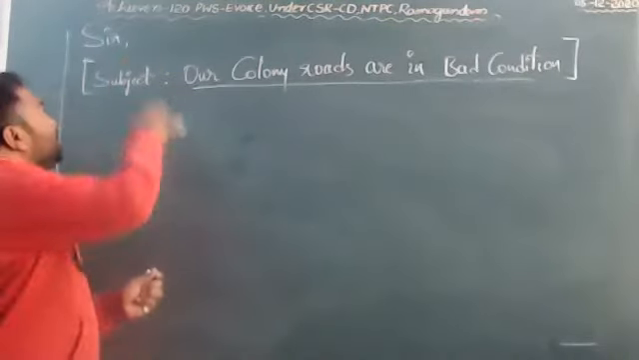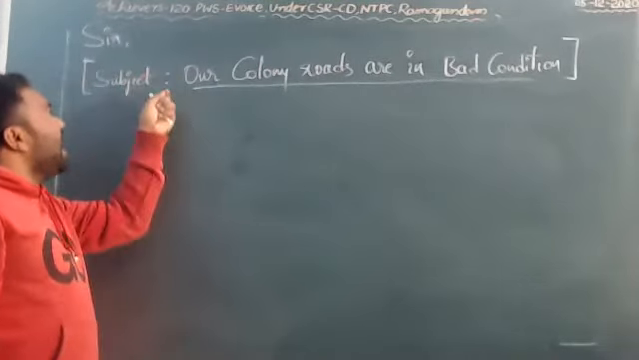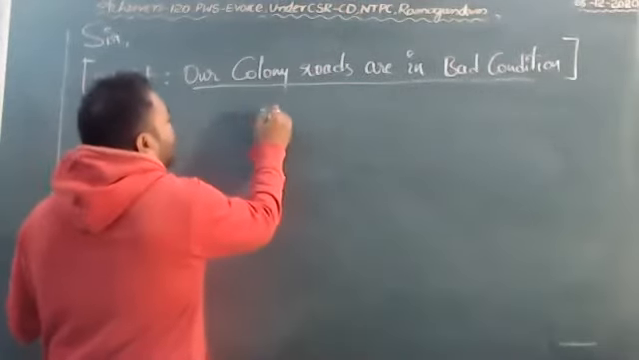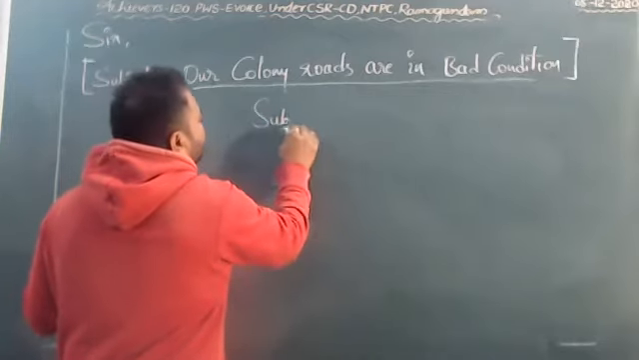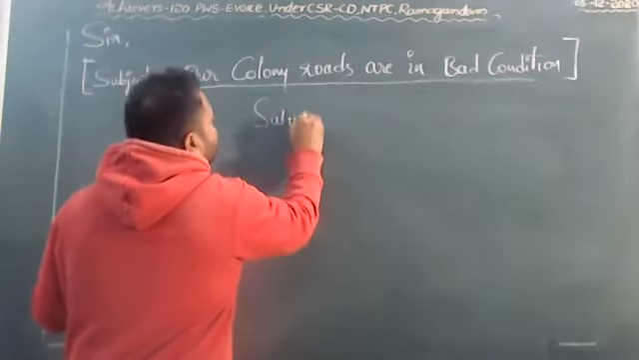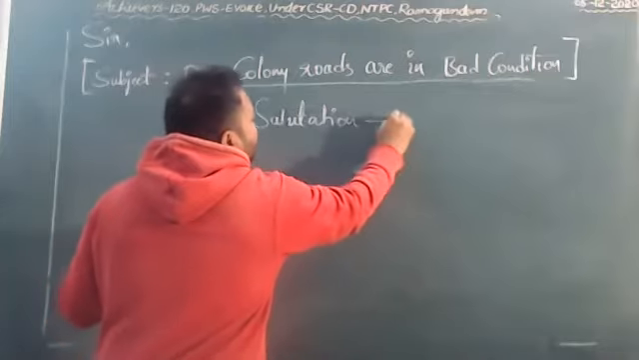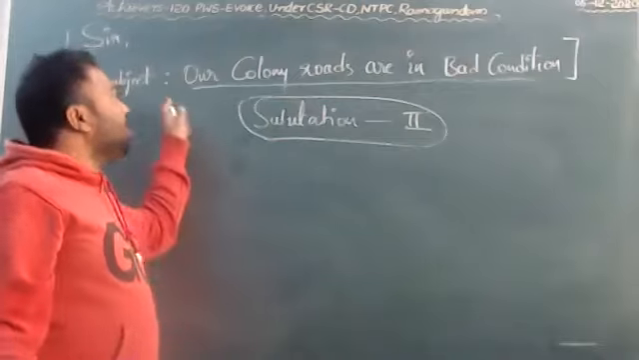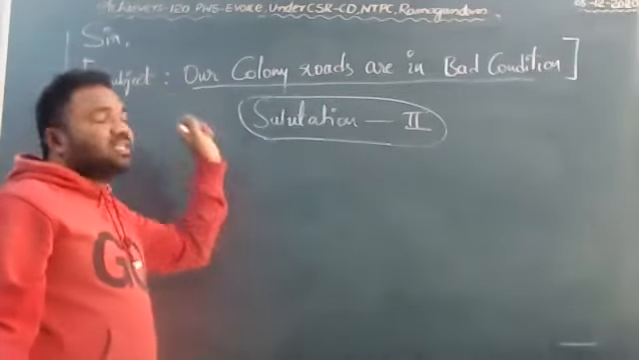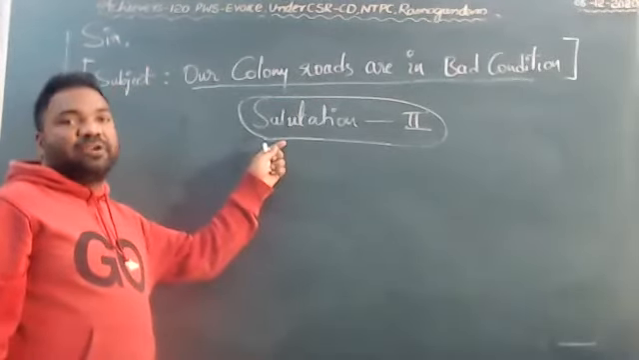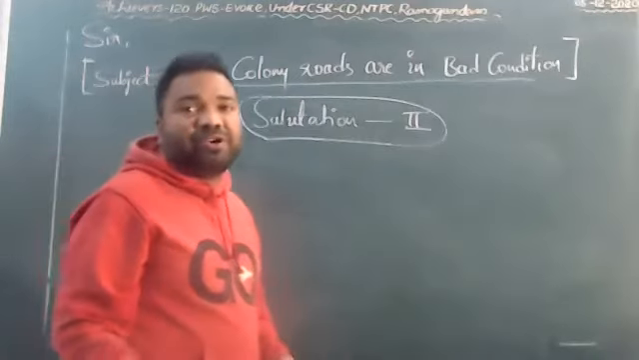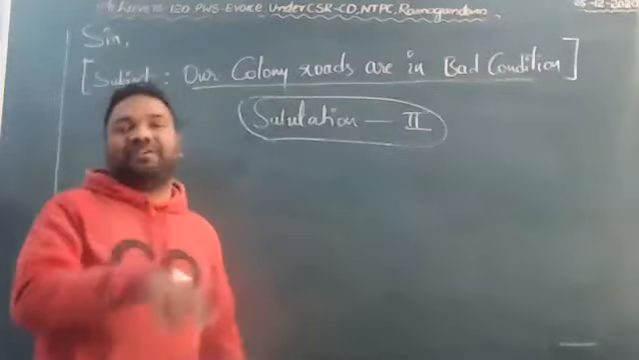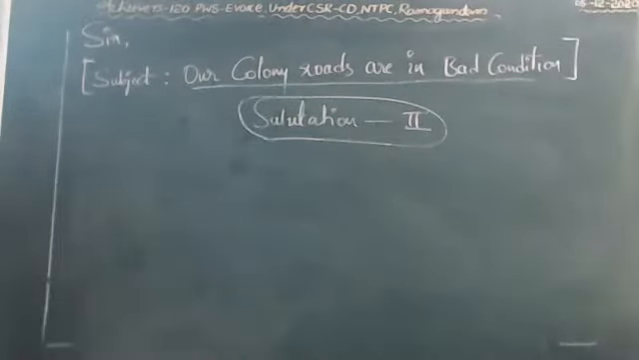So now, what is this? What is this and the subject? Technically, this is called the salutation. This is the second part of the letter. So the salutation and the subject come under the second part of the official letter. The first part is what? Heading. What is heading? Heading is the address of the sender. Okay.